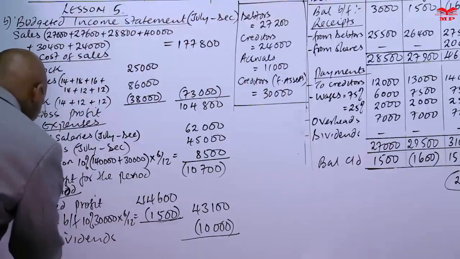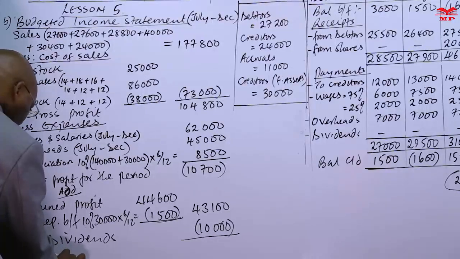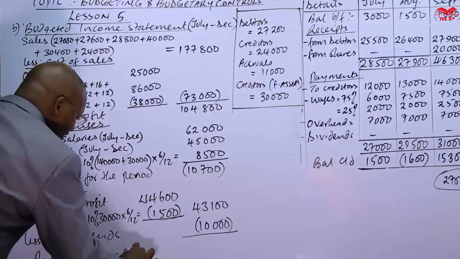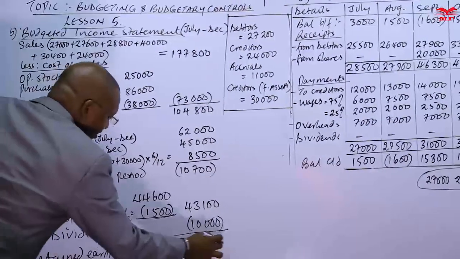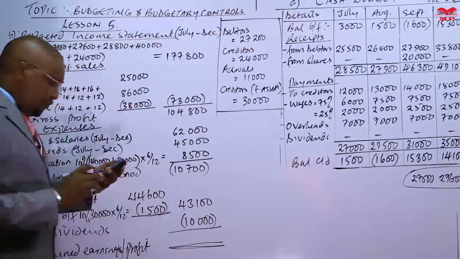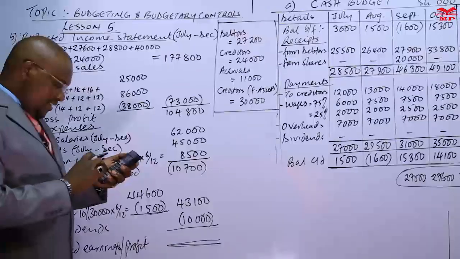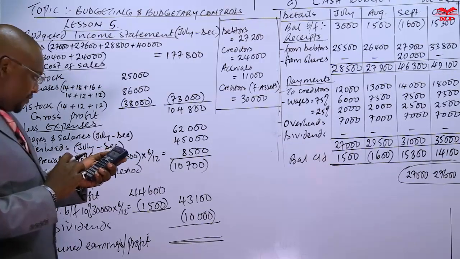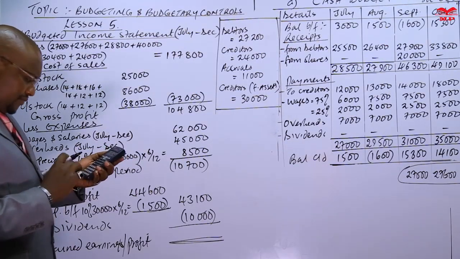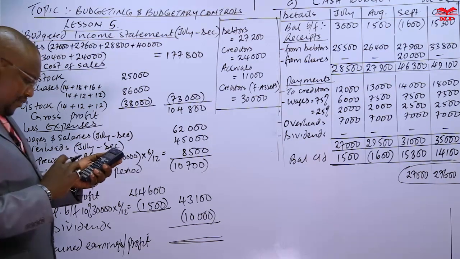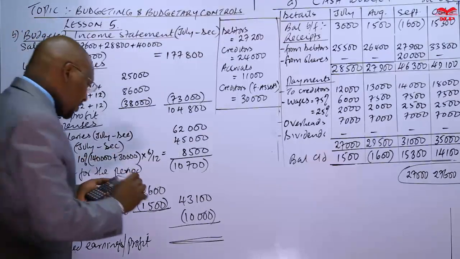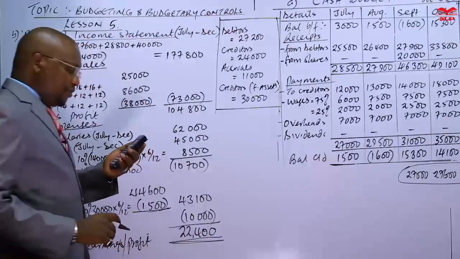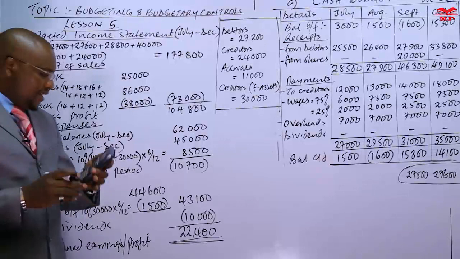So the retained earnings here, or profit, is now the balance. If we take the negative 10,700, we add the 43,100, and we less 10,000. This is giving us a 22,400 retention. That is the retained profit, and that is it.